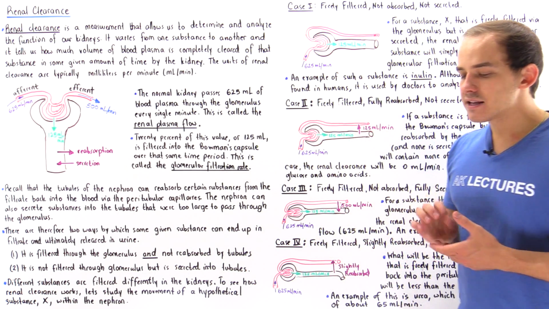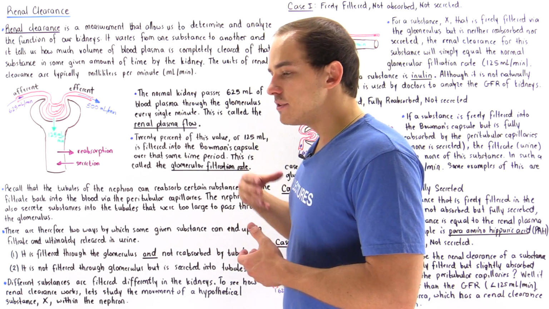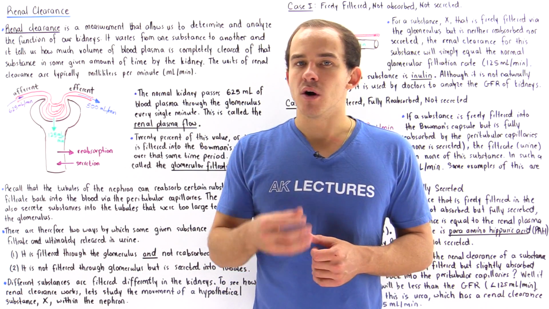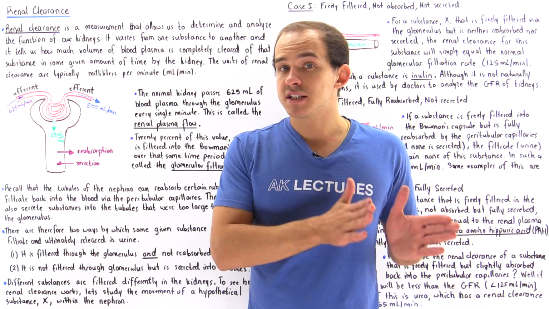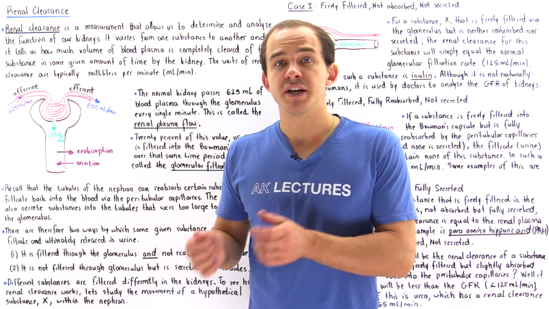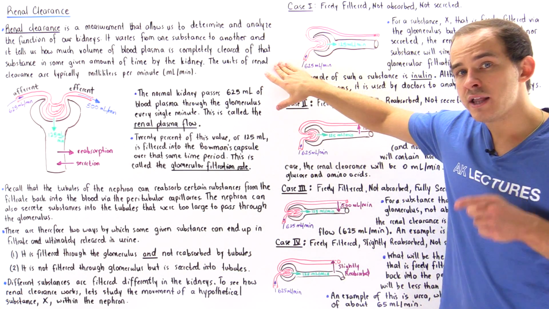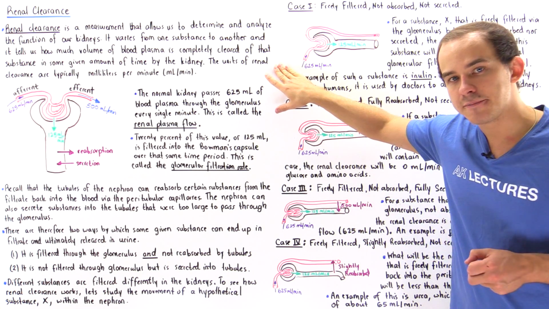Now, what exactly is renal clearance? Well, renal clearance of a given substance basically tells us how much volume of blood plasma is completely cleared of that substance over some time period by our kidneys. And the units of renal clearance are milliliters, the volume, per minute, our time.